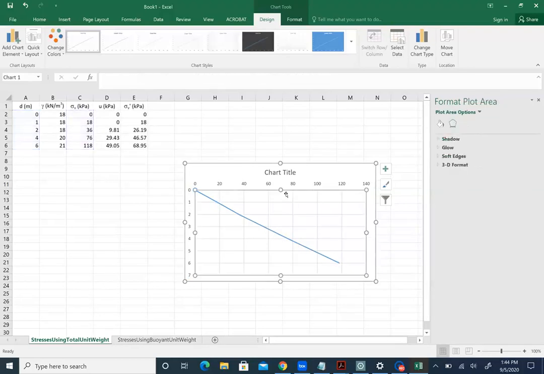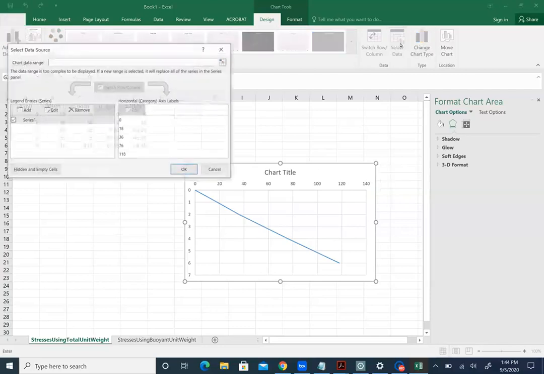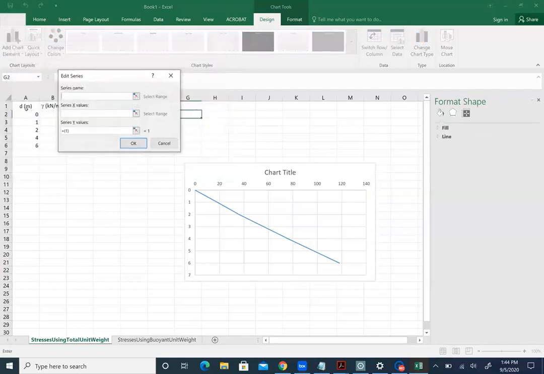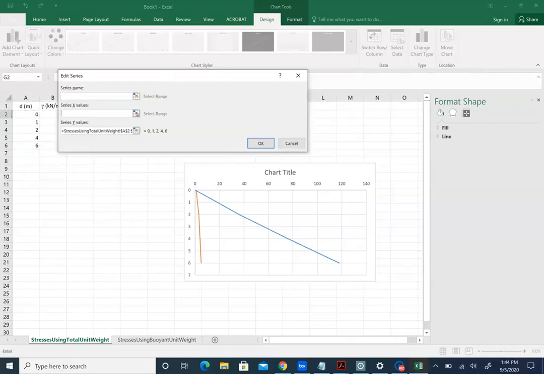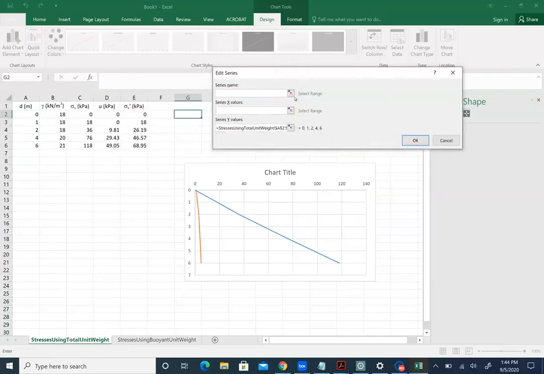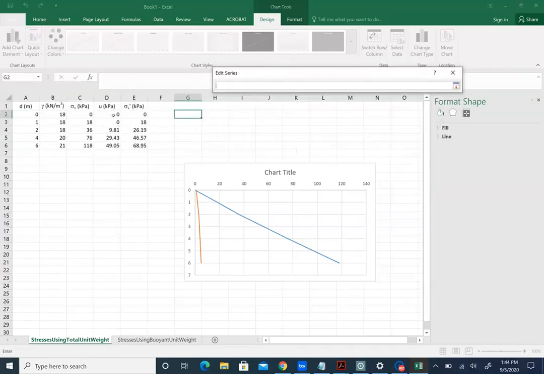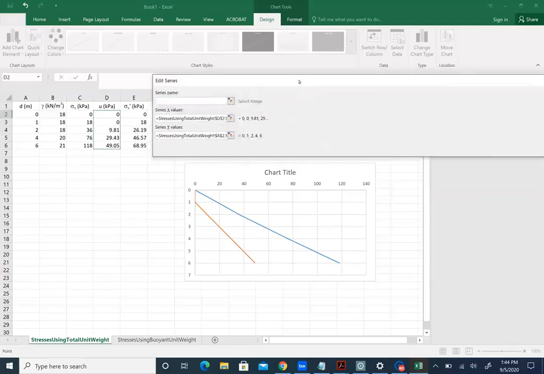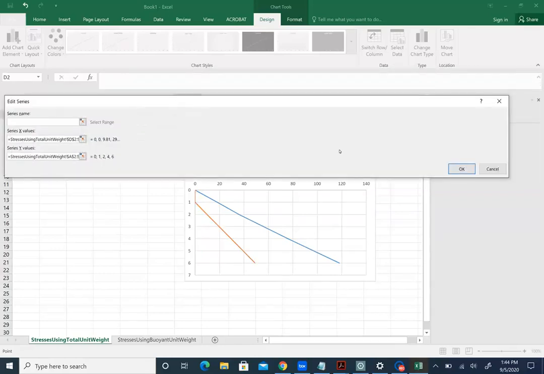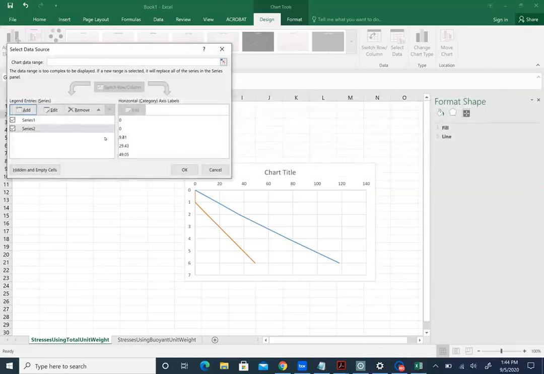Okay, now let's come in here. How do I get back? Select data. We're going to add another series. I warned you, I'm really bad at Excel, so this may be a little bit slow and painful to watch. I'm sure all of you could do it much faster. Let's select now pore pressure. All right, so we've got total stress and pore pressure.